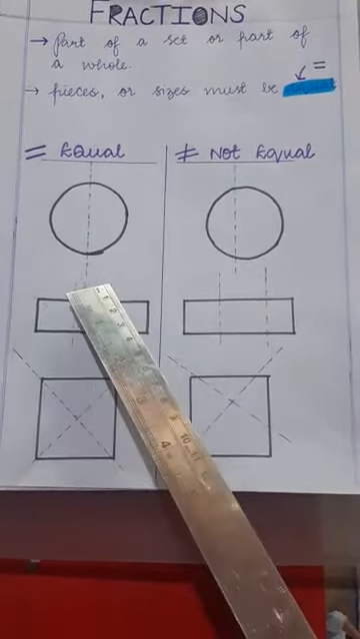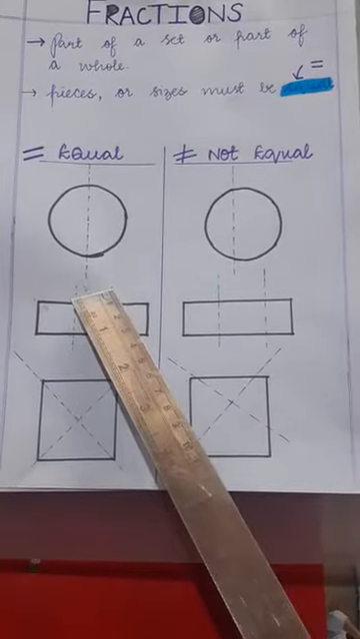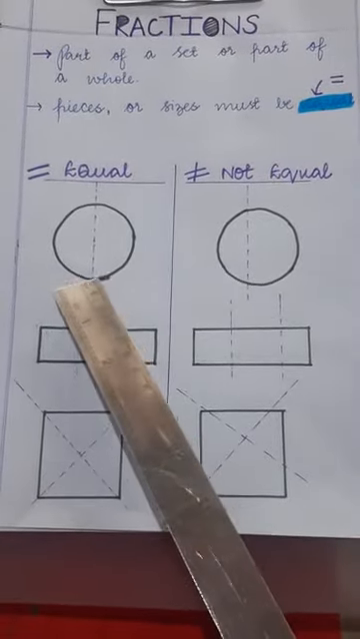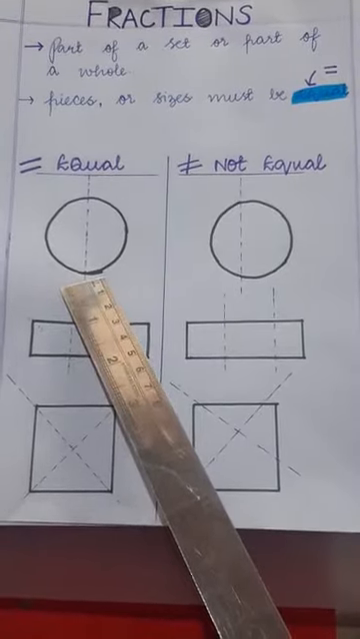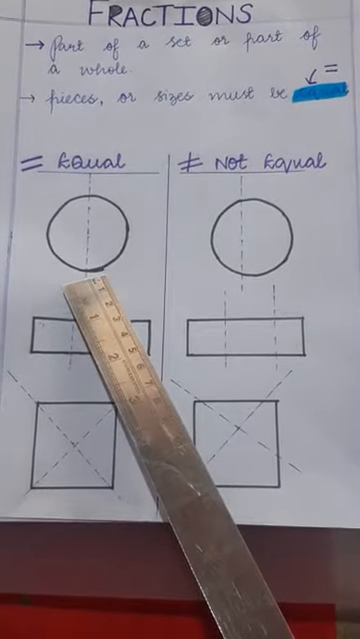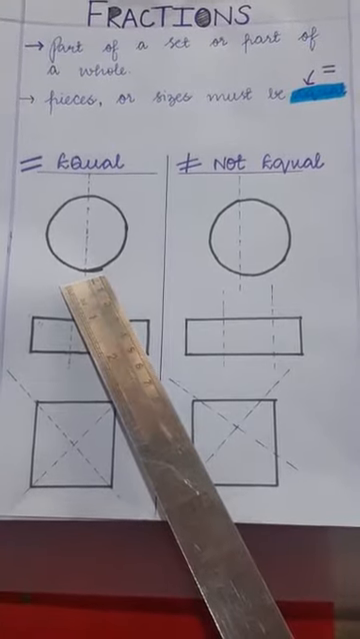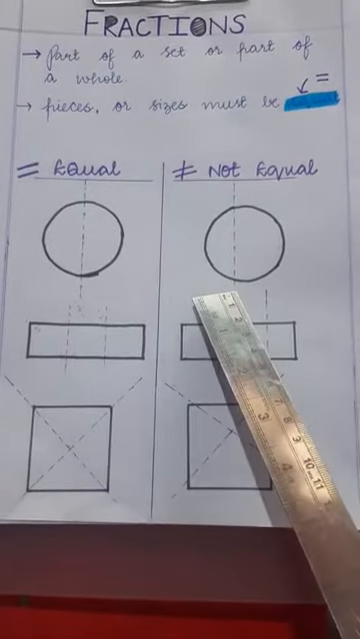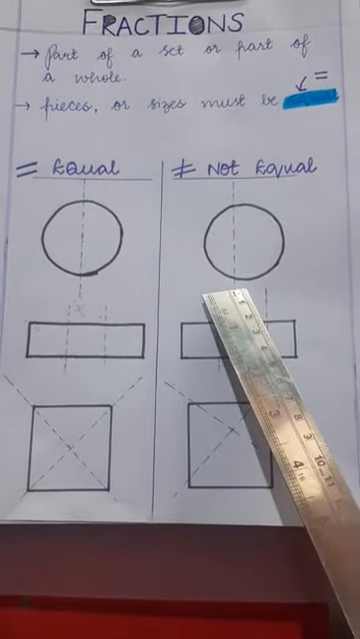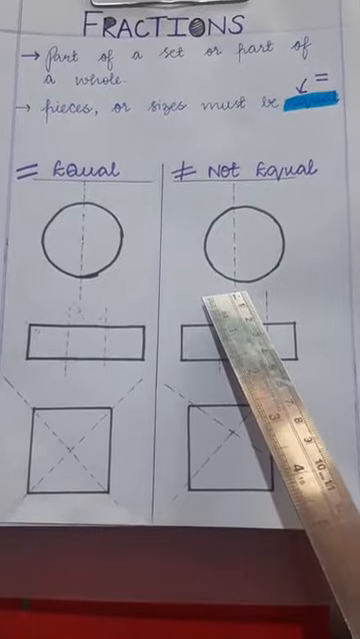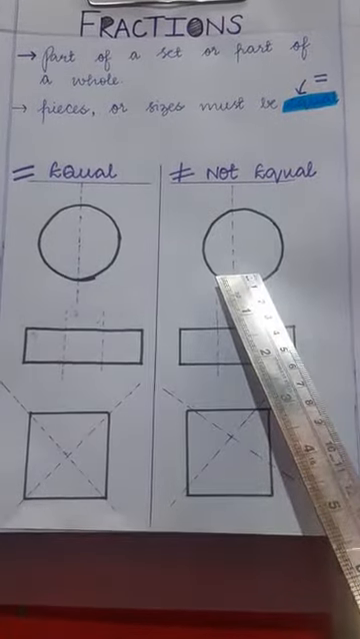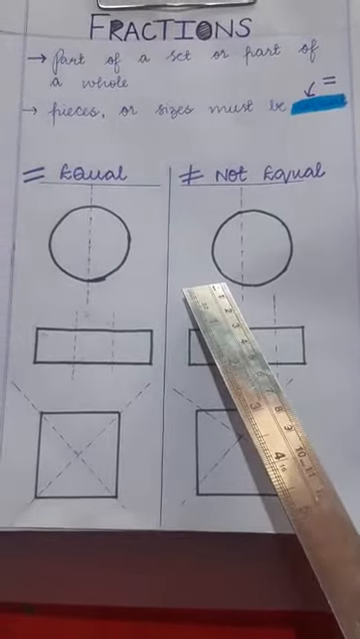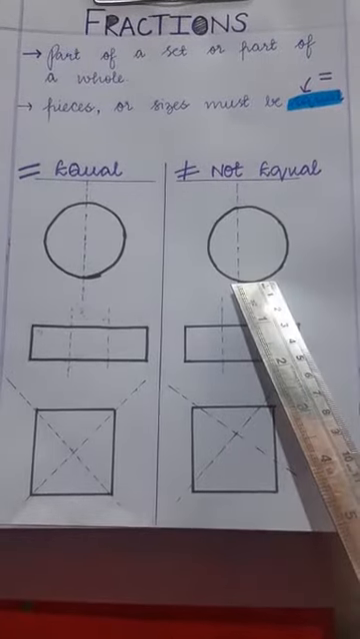You can see the two columns here. In the first column, the circle has been divided into two equal parts. Hence, it can form a fraction. Whereas the circle here has not been divided into two equal parts. This one is the bigger part and this is the smaller part. So, it cannot form a fraction.